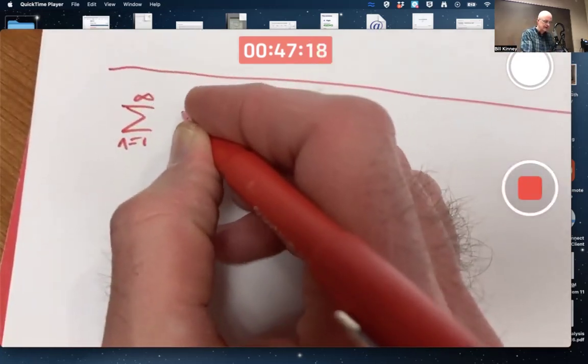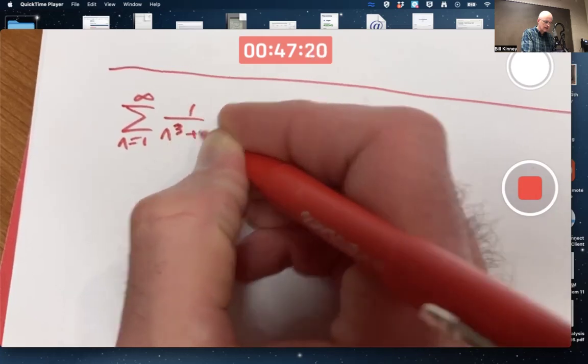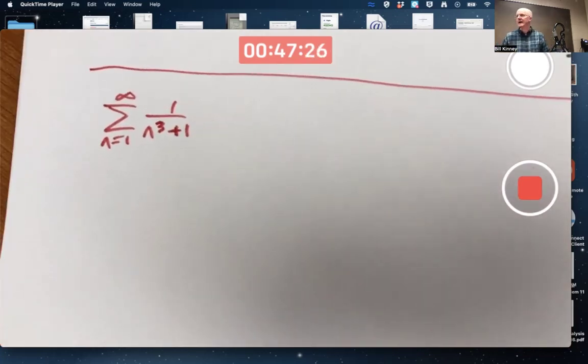Let's consider some more examples. What if our example is this series here? First thing you might try is the integral test. And that theoretically would work, but it'd be hard.